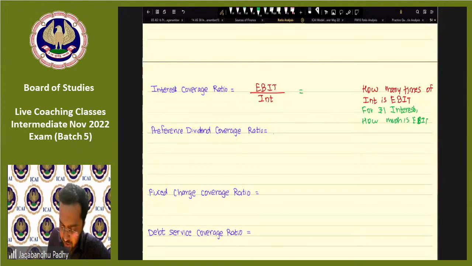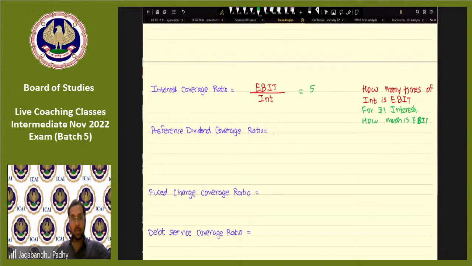If I tell you interest coverage ratio is, let's say, 5, it means for every 1 rupee of interest that you have to pay, you are earning 5 rupees as income. Okay, that's your interest coverage ratio.